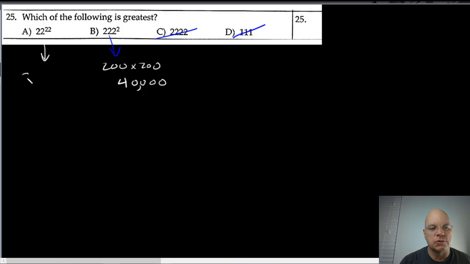Let's again just use 20. 20 times 20 is 400. And I have 22 of these. So I have 400 times 400 times 400 times 4. I mean, it just goes on and on. There's no way this is going to be less than this. So answer choice A.